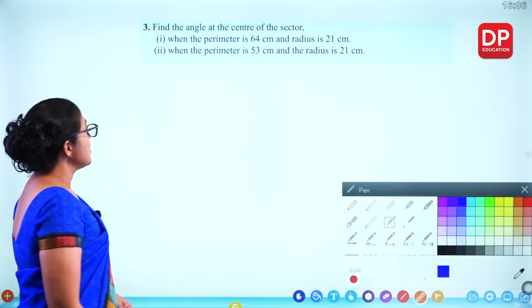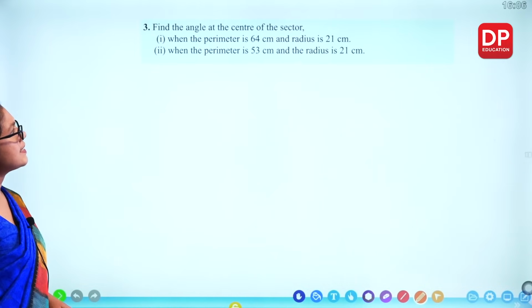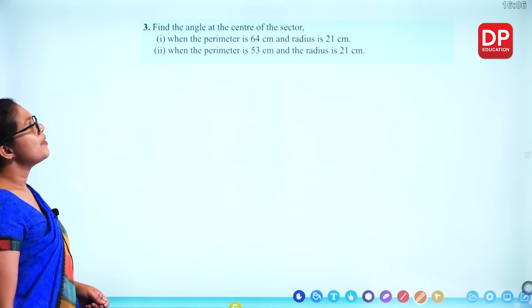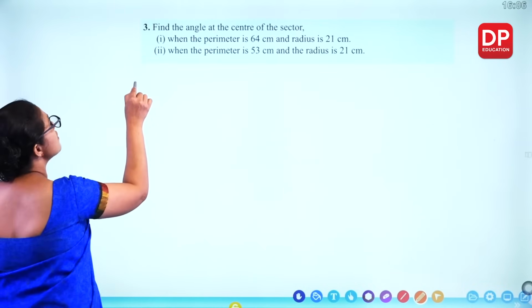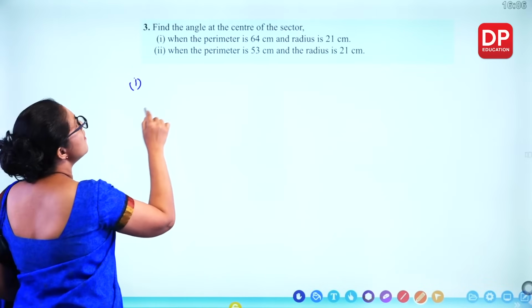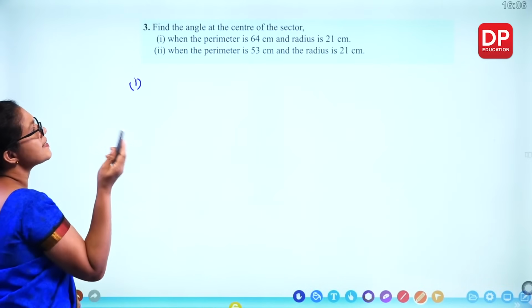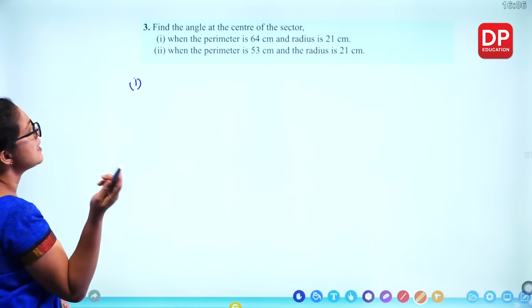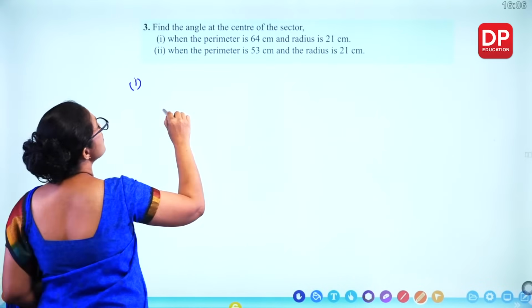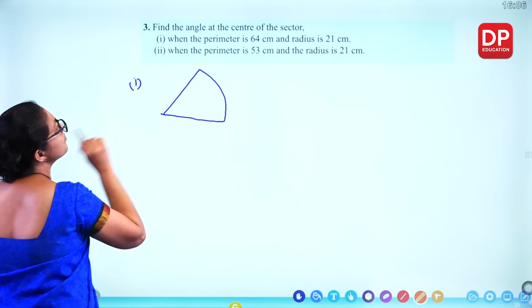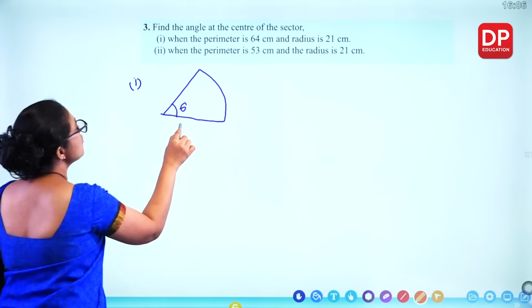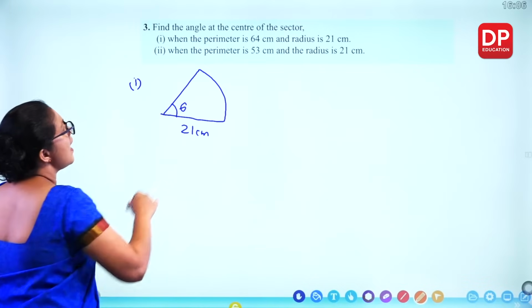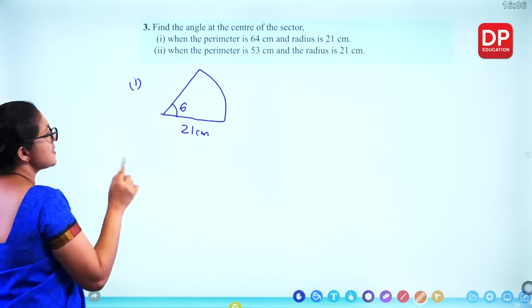Now we'll look at the third question. In the third question, it says find the angle at the center of the sector when the perimeter is 64 and the radius is given. So we'll sketch the diagram for the first one. We don't know whether it's a minor sector or major sector, but we can just draw a sector. We don't know the angle. The radius is 21 and the perimeter is 64.